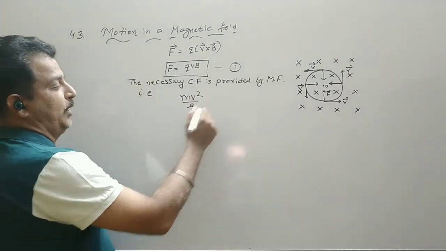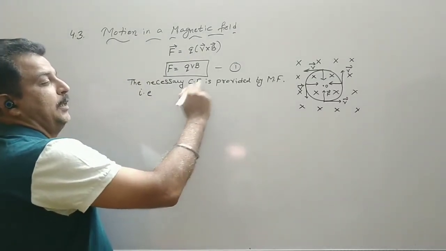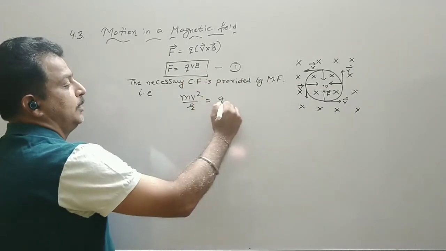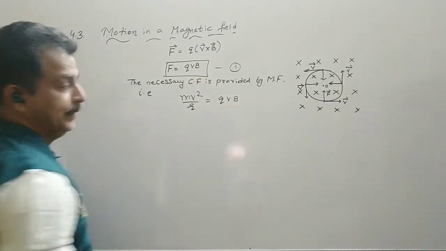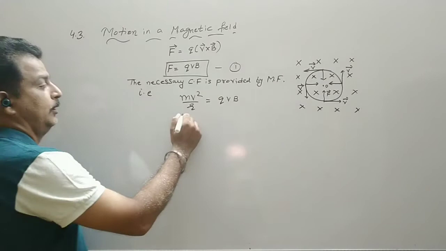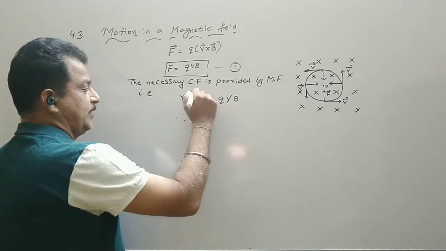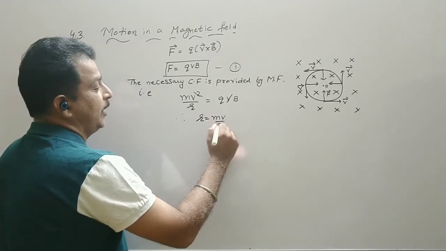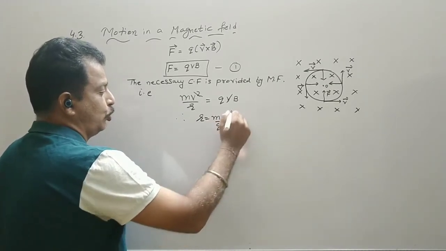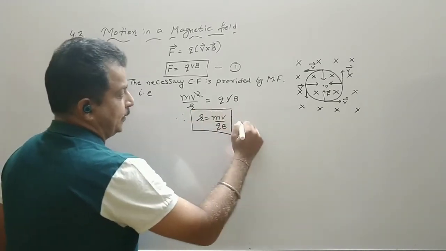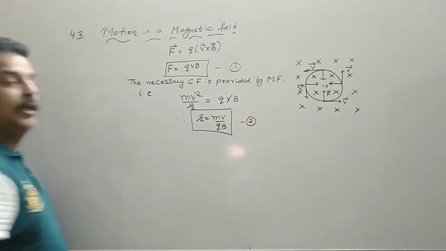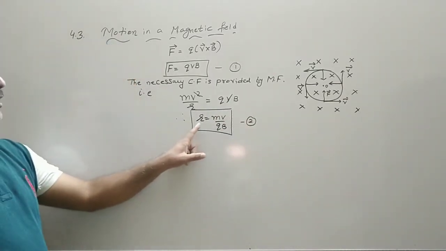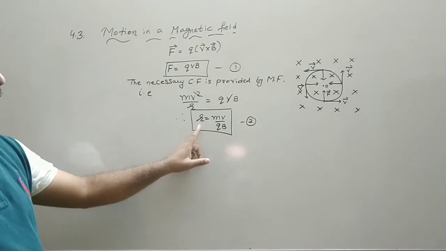So mv square upon r, that is the centripetal force, is equal to the magnetic force, that is QVB, and therefore this one V is cancelled. So R is equal to mv upon QB. So this is the formula for the radius of the circular path.